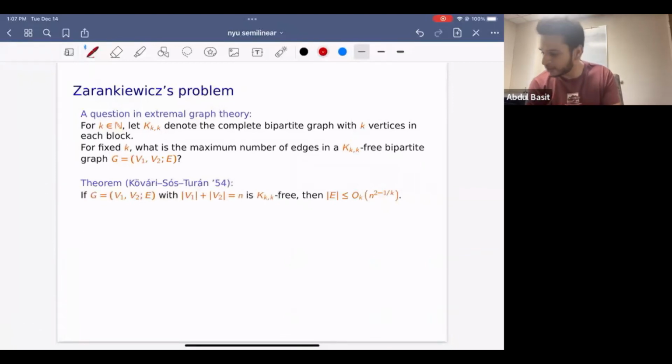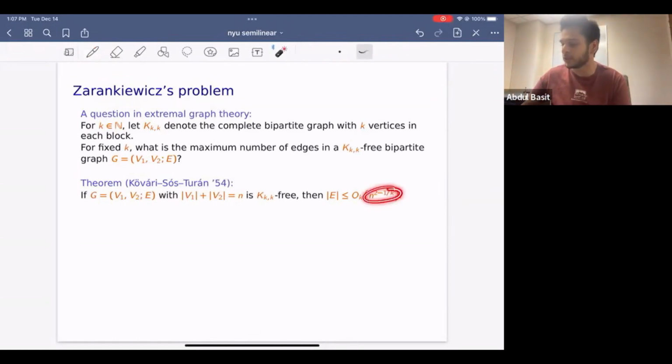Here's one thing that we do know. It's called the Kővári–Sós–Turán theorem. It says if I have G on V1, V2, where the size of V1 plus the size of V2 is n, so the total number of vertices is n, and G is K_{k,k}-free, then the number of edges is at most n to the 2 minus 1 over k, times some constant that depends on k. For me, the more interesting part is the exponent. The exponent depends on k here, but it's definitely better than 2, which is the trivial bound.